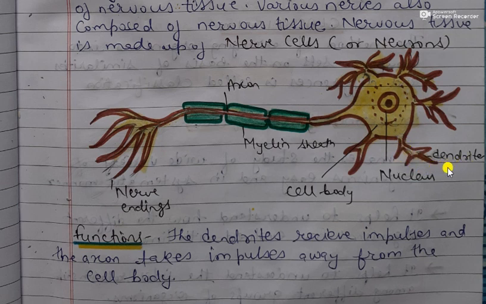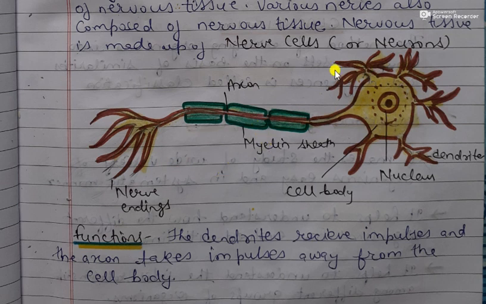They catch the electrical impulse and help in transmitting the electrical impulse through the axon and transfer it to the nerve ending. From the nerve ending, the information is caught by the dendrites of the next neuron. Alright.